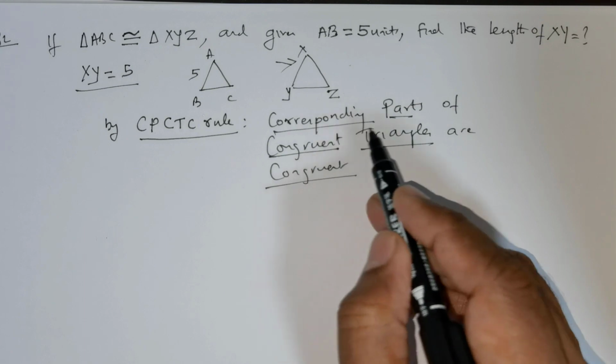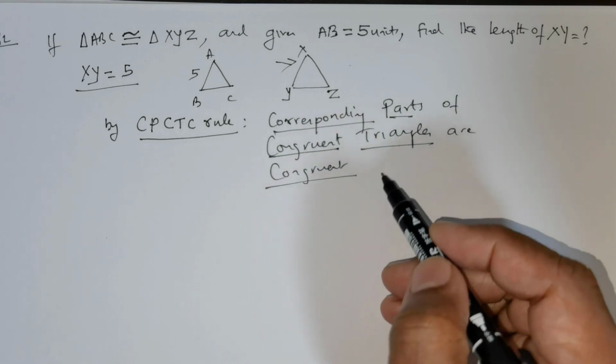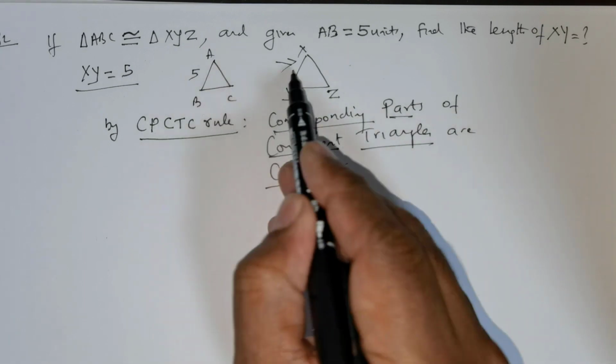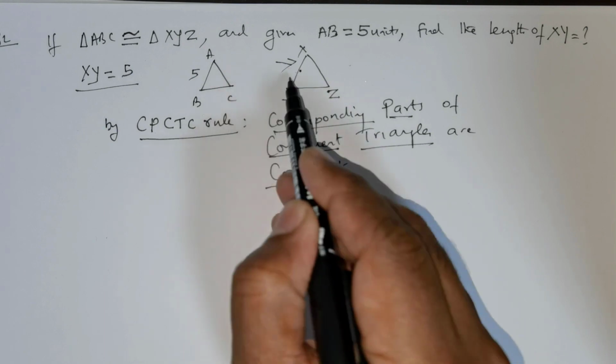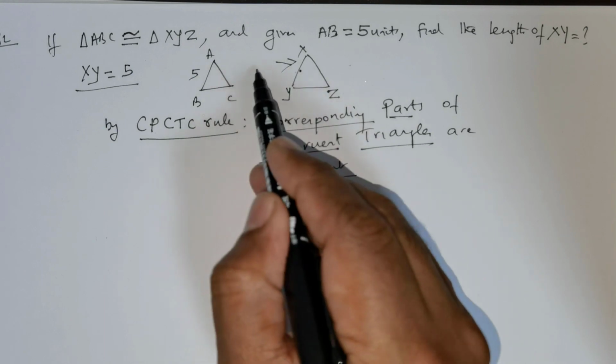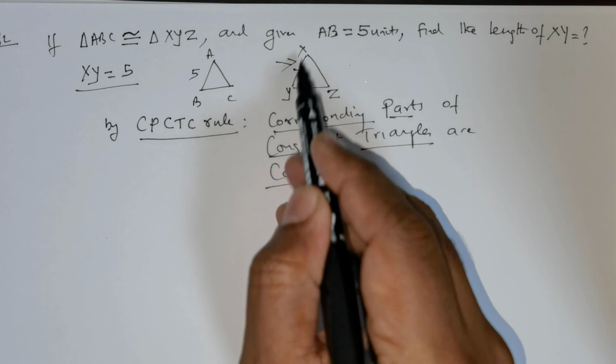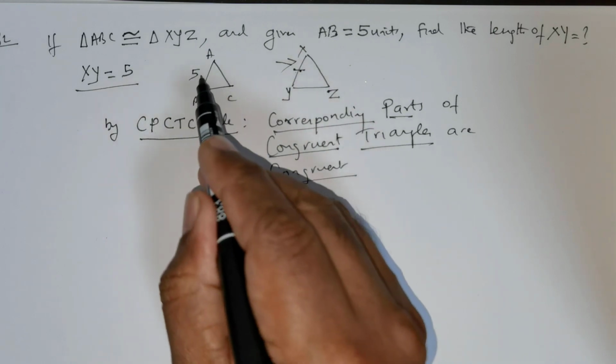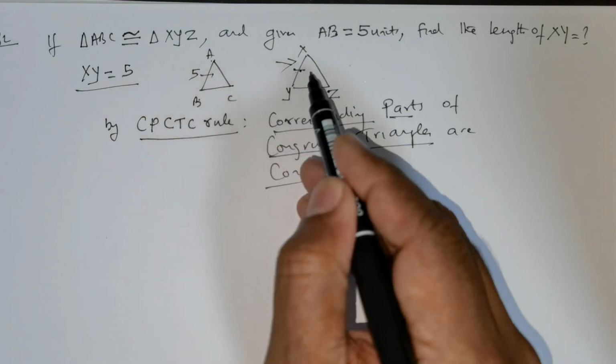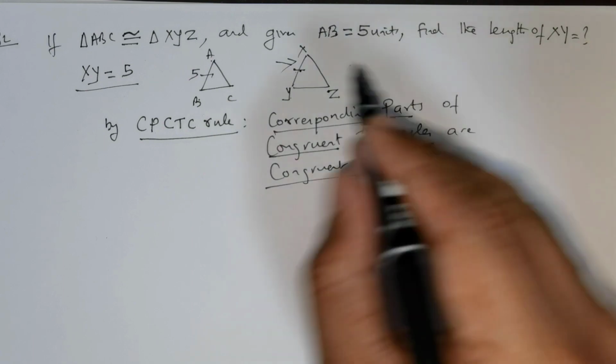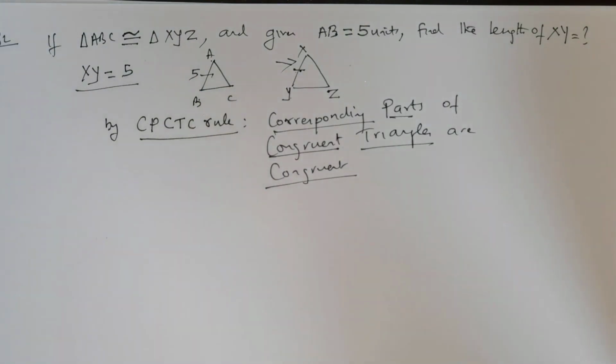CPCTC. So the corresponding parts of congruent triangles are congruent. So the corresponding parts, these two triangles are congruent. So the corresponding parts of the triangles are congruent. So AB is 5, then XY will also be equal to 5. So that is the conclusion for this beautiful question.